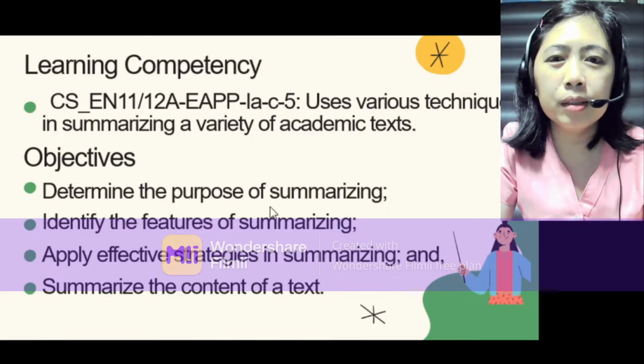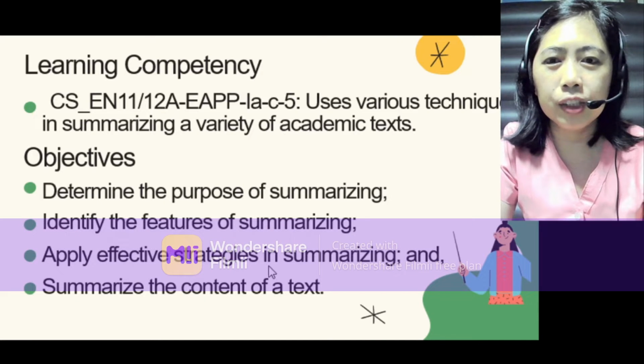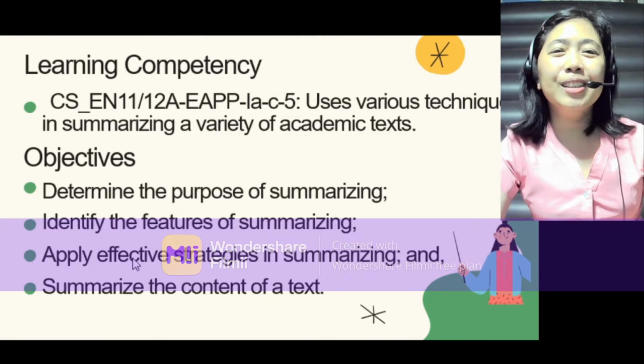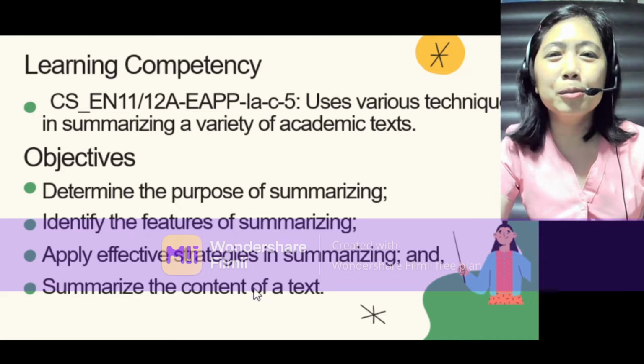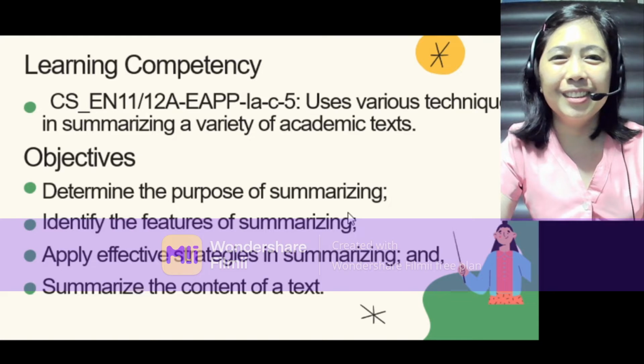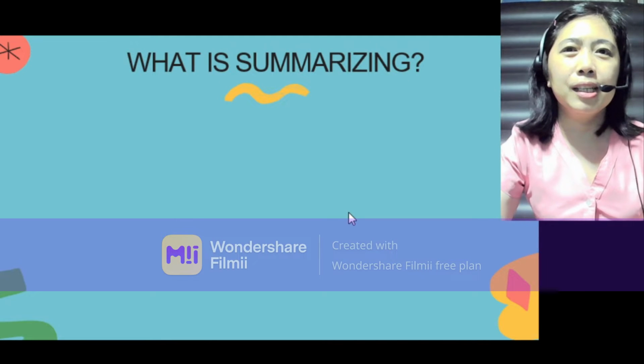Here are the objectives that we can achieve after this module: we can determine the purpose of summarizing, identify the features of summarizing, apply effective strategies in summarizing, and summarize the content of a text. So we will try to learn all of these objectives before we end our discussion. Here we have to define what summarizing is.